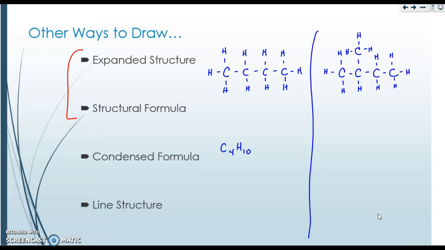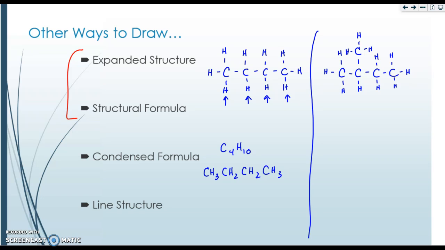The condensed formula separates this out just a little bit. It indicates how many H's are on each carbon. So if we write the condensed formula for butane, our first carbon here is a CH3. Our second carbon is a CH2. Our third carbon is a CH2. And our last carbon is a CH3. So it shows how many H's are on each carbon.